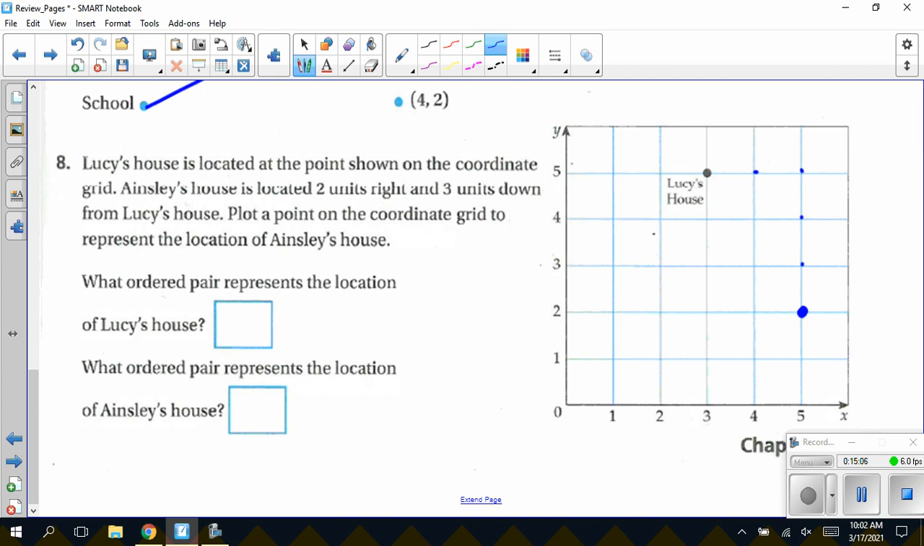And when I plot her ordered pair, from my origin, I move 5 to the right and 2 up. So Ainsley's house, which is the second box right here, is 5, 2. I also have to give the ordered pair for Lucy's house. So from my origin, moving 3 to the right and 5 up, I have the ordered pair 3, 5. Moving on to the next page.